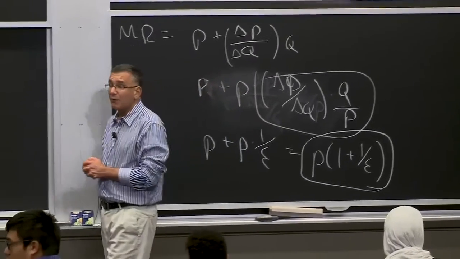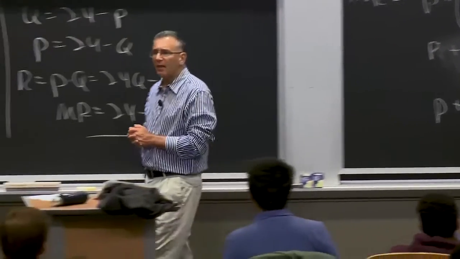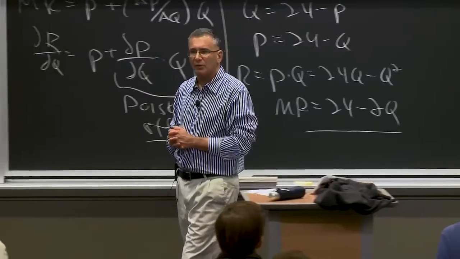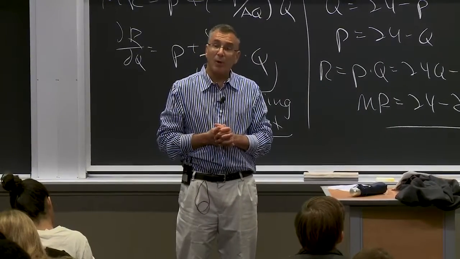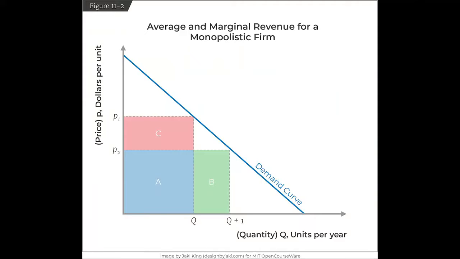Okay? What about negative 1? What's special about the elasticity of demand of negative 1 in this case? What's the marginal revenue? 0. That's the case going back to figure 11.2, where B and C exactly cancel out. You probably quickly asked yourself, well, should the monopolist try to sell more or not? Well, the answer is the elasticity of demand is negative 1, they're indifferent.